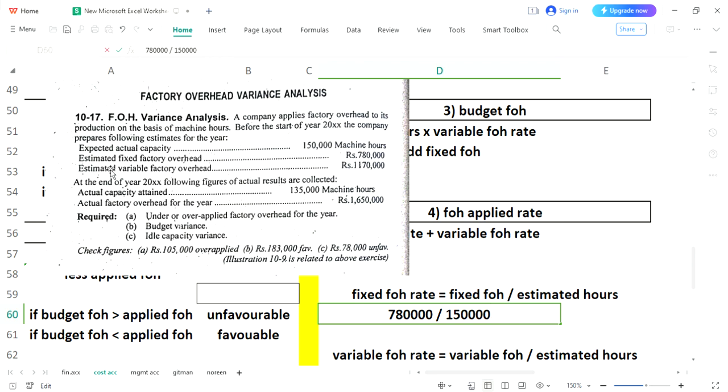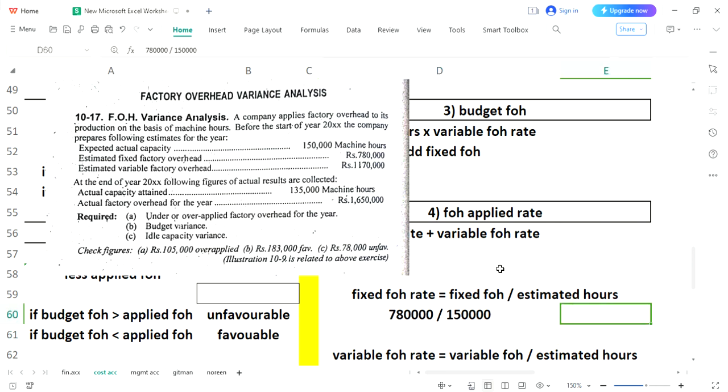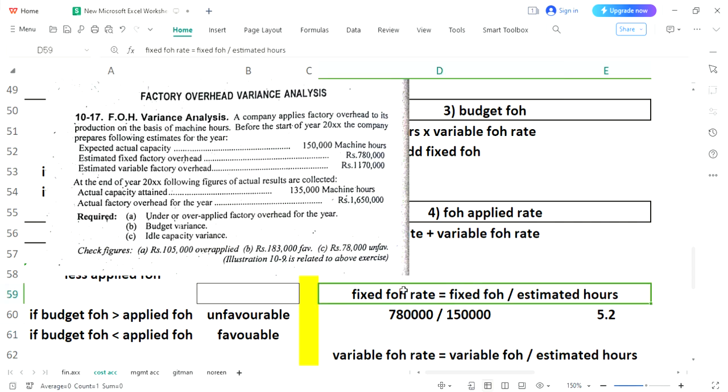Okay, let's see what is next for us. The next step is to get the answer. We will calculate over here. On the calculator you will write 7,80,000, divided by 150,000. So this is the first rate which you have calculated. It's 5.2 and it is your fixed FOH rate.